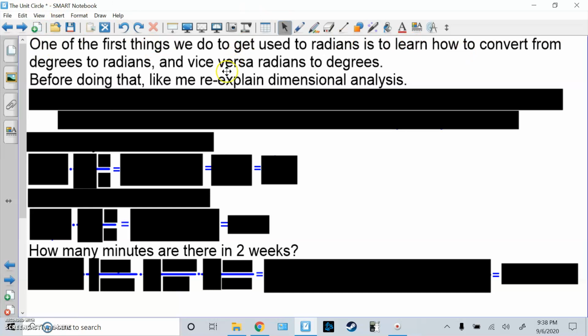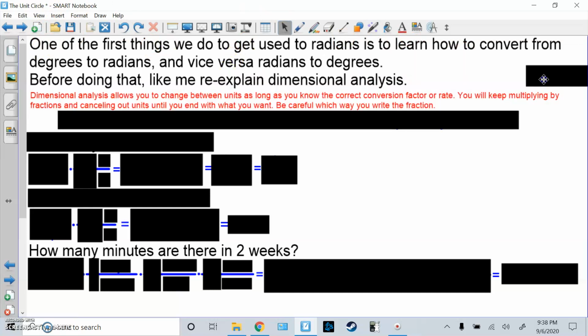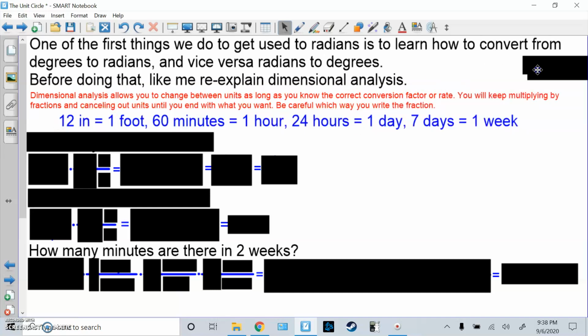Before I do that, let me re-explain dimensional analysis. Dimensional analysis allows you to change between units as long as you use the correct conversion factor or rate. You'll keep multiplying by fractions, canceling out units until you end up with what you want. Now be careful which way you flip the fraction. Here are some simple facts. Y'all know 12 inches is 1 foot, 60 minutes is an hour, 24 hours is a day, 7 days is a week.